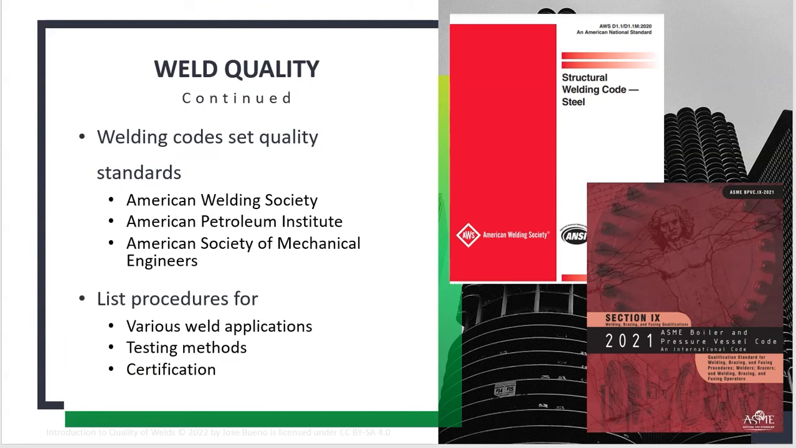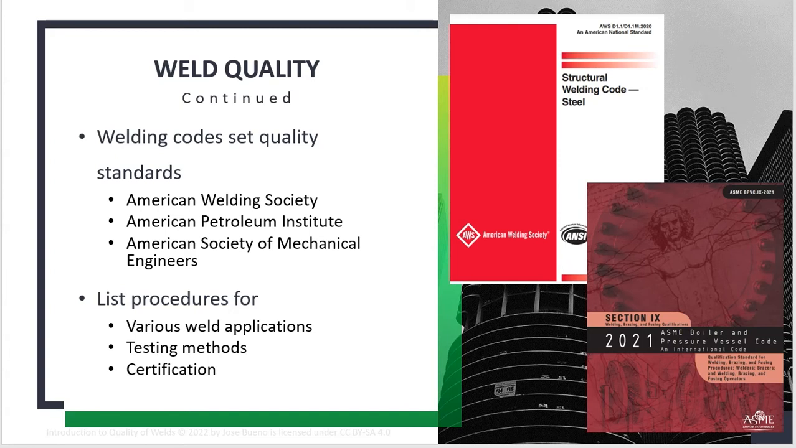And if you're asking yourself, how do I know what good quality is, what bad quality is? Who basically makes up the standards for the quality of welds? Well, for welders, there are three main organizations that create the standards for weld quality. They are the American Welding Society, otherwise known as the AWS. There is the American Petroleum Institute, otherwise known as API. And there is the American Society of Mechanical Engineers, otherwise known as ASME.